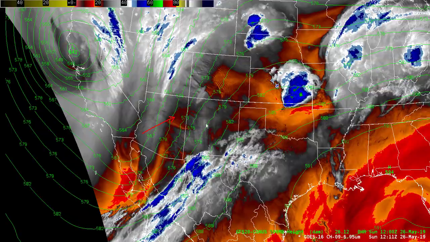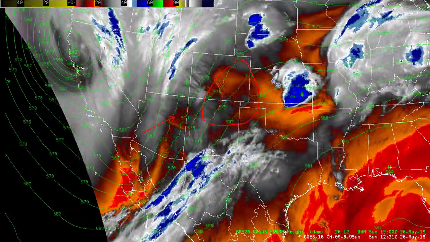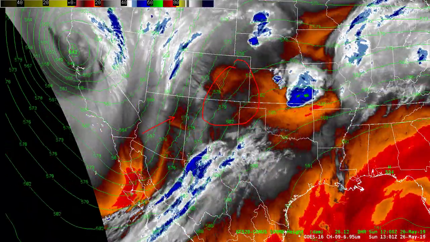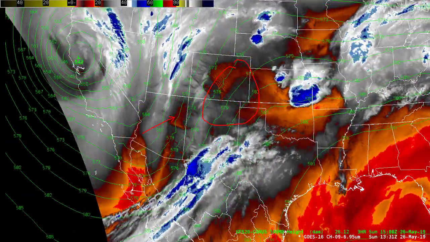And out ahead of that lead shortwave, if we focus in on this region, you can see indications of ascent with cooling brightness temperatures over New Mexico and Colorado, likely associated with an upper level jet.